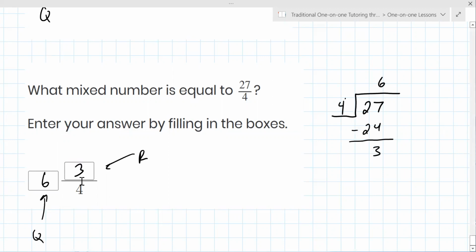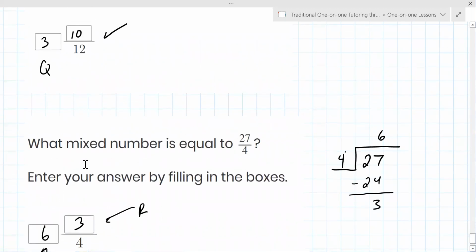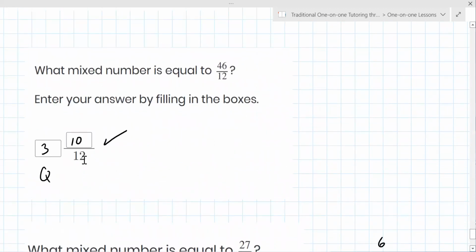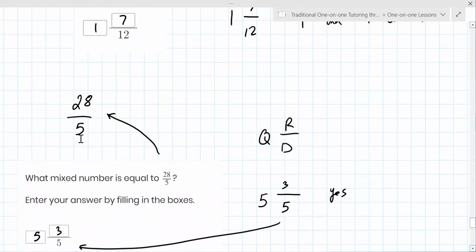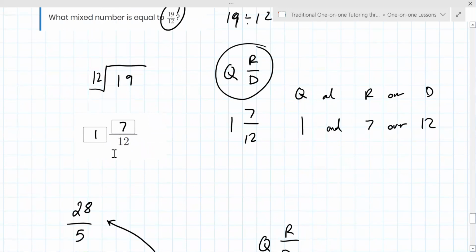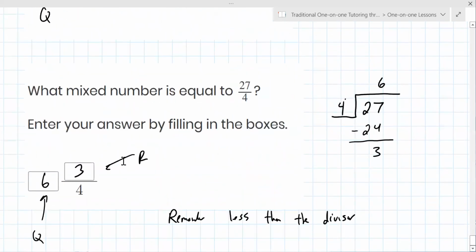Now, this is kind of important here. In every single problem we've done, the remainder is always less than the divisor. Do you see that the 3 here is less than the 4? Let's go back to the previous problem. Do you see how the 10 is less than the 12? The 3 is less than the 5. 7 is less than 12. The remainder is always, always, always less than the divisor.